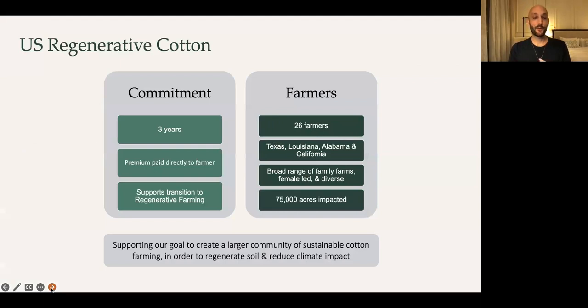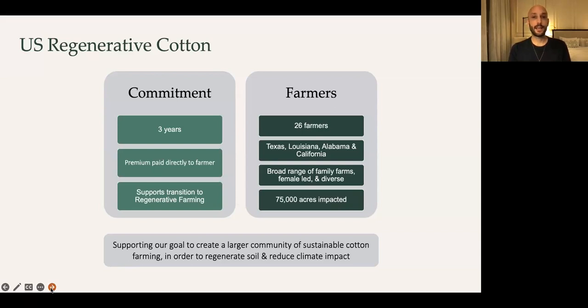This is the third year that we are implementing this program. We're very happy with the results that we have achieved so far. We knew that we had to make this a long-term commitment. That's why we are working with the same growers for that three-year period, which is the time they need to convert their land from conventional to regenerative. Right now, we have 26 different farmers in the program from different areas in the US: Texas, Louisiana, Alabama, California. And we're covering over 75,000 acres of land.